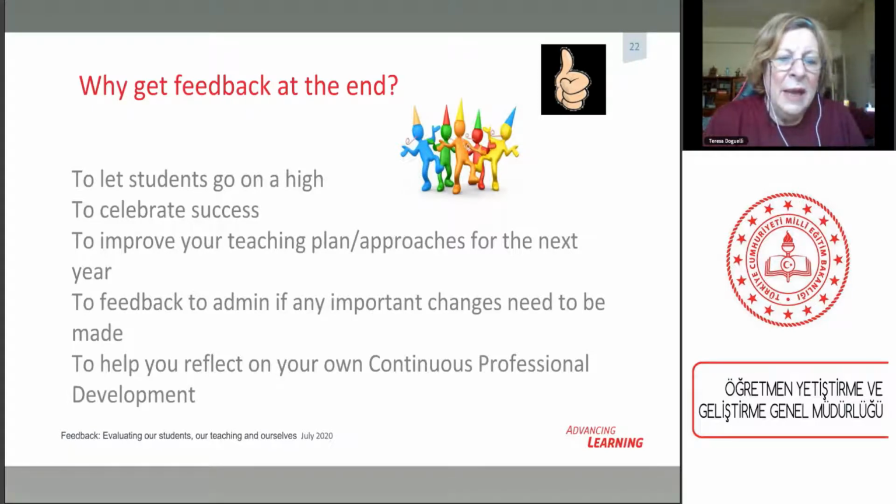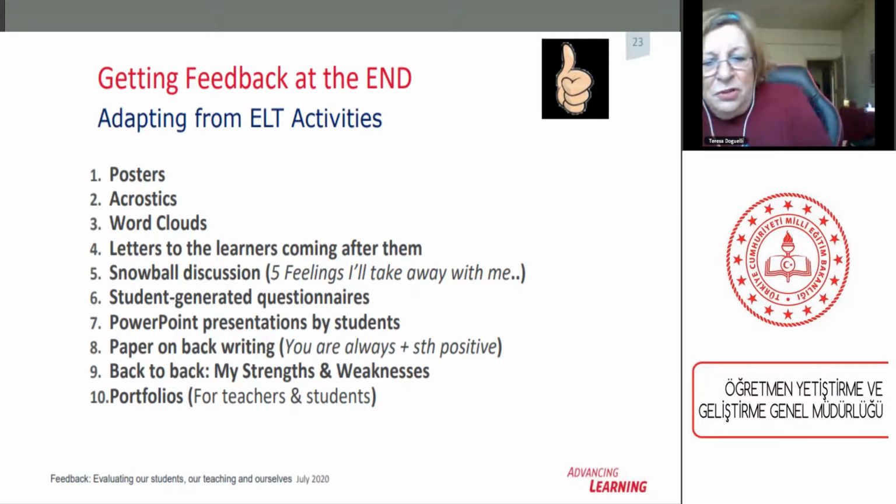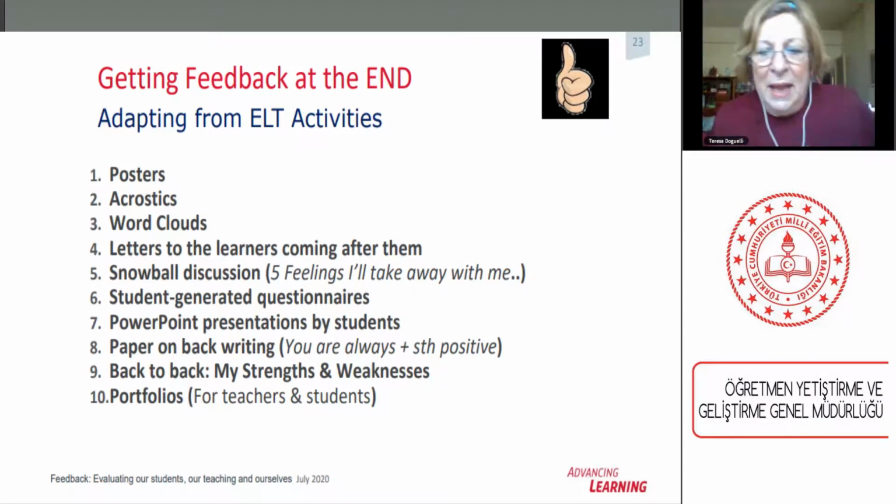We want to maybe feed back to administration important changes that we think should be made in the whole teaching process, and also to help us improve ourselves in our continuous professional development. And so, what kind of activities? I don't know if you do any of these activities.